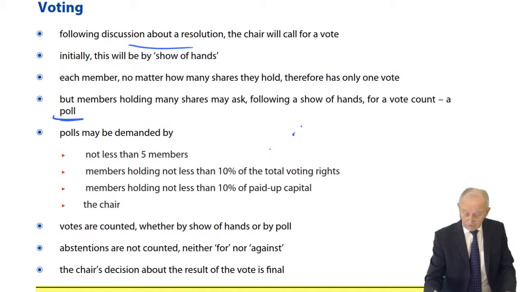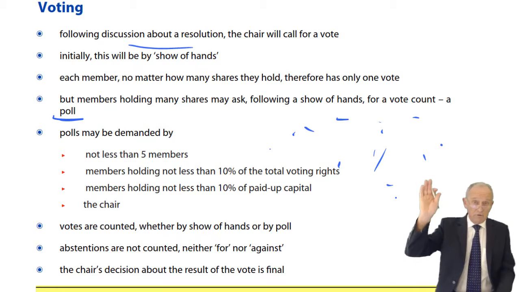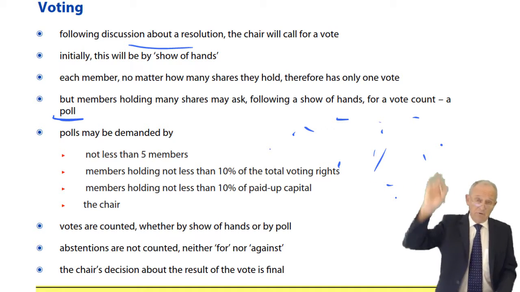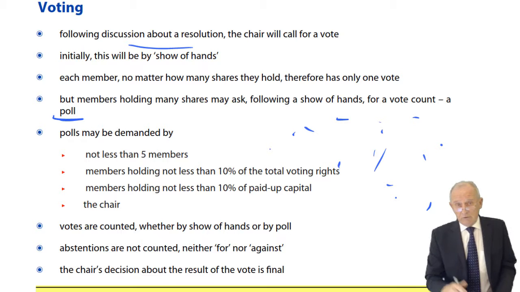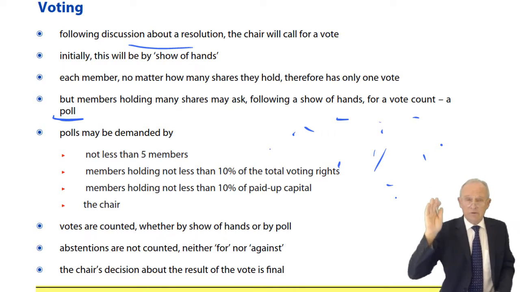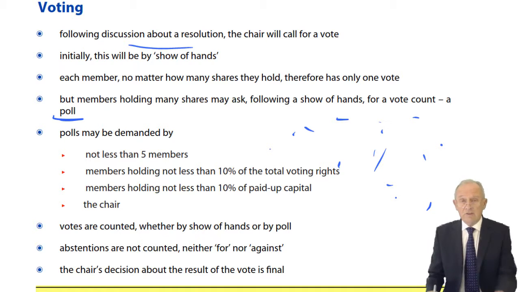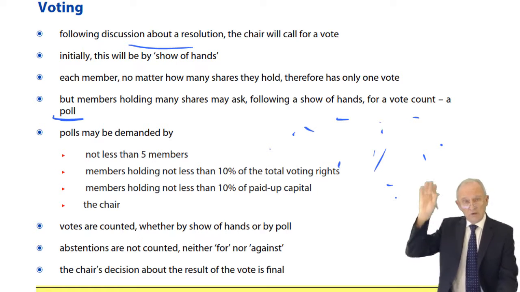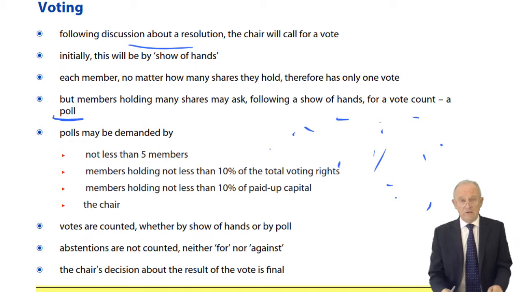Because in a show of hands, all these individuals dotted around the room can raise one hand and say, yep, I'm voting in favour. But me holding 3,000 shares and 3,000 votes only has one hand. And you, sitting there with your 10 shares, you also have one hand. So your hand is as powerful as my hand. Now, that's not fair, is it? I've got 3,000 votes and you've only got 10.